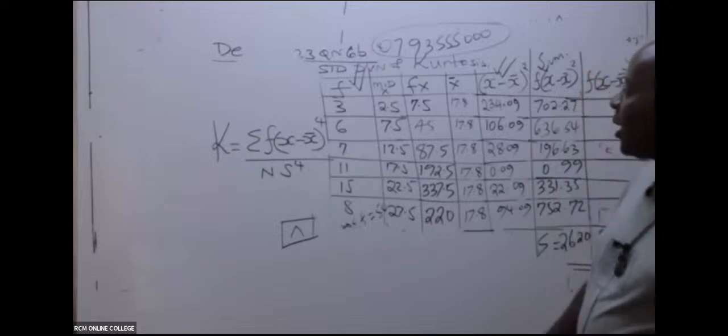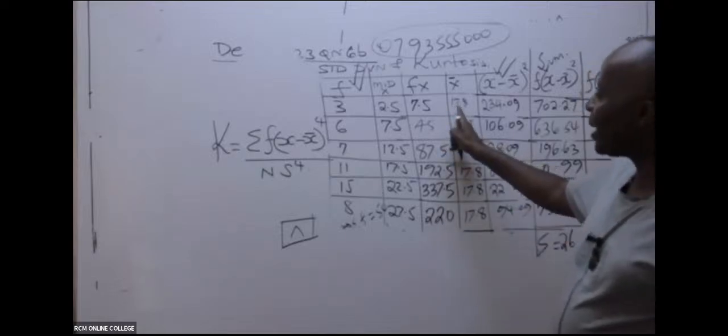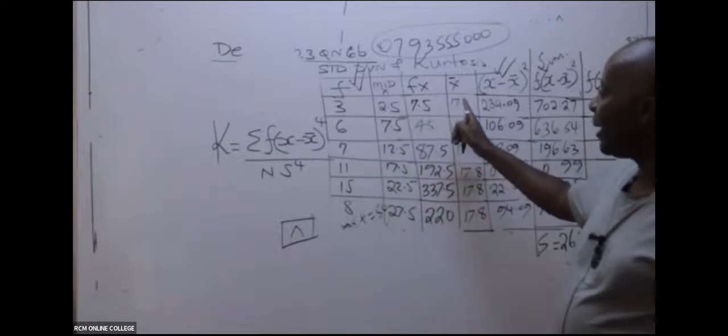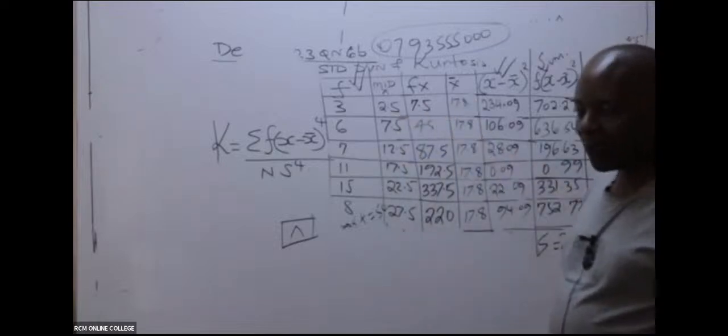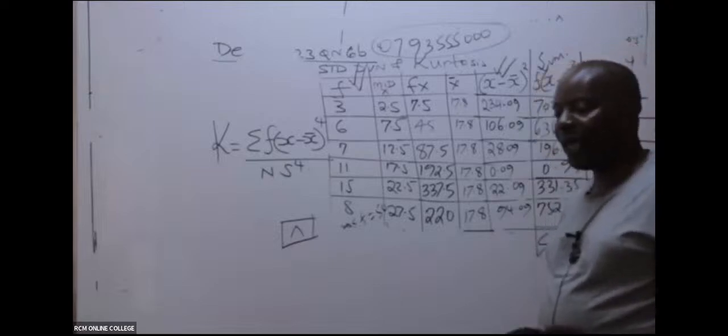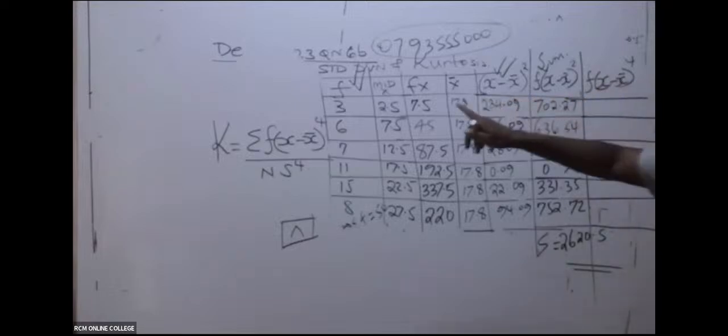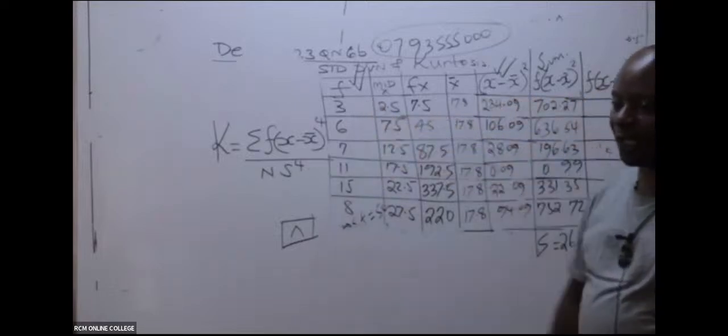Remember, what are we doing? We are taking this x minus x bar, the first one. This minus this. Whatever answer we get, we raise to power 4. Equals. Whatever answer we get after that, we multiply with this frequency. The frequency here is 3.